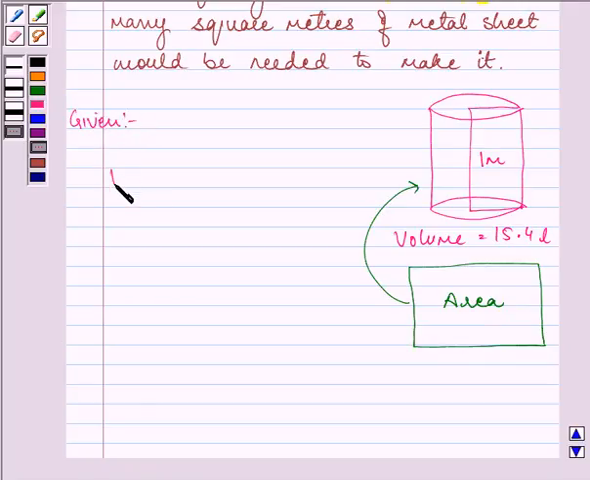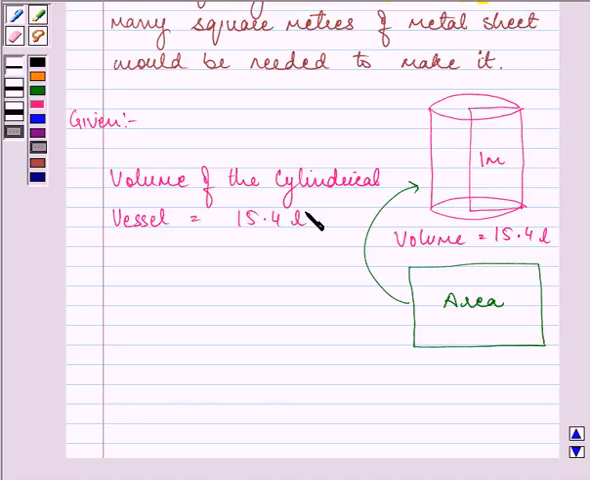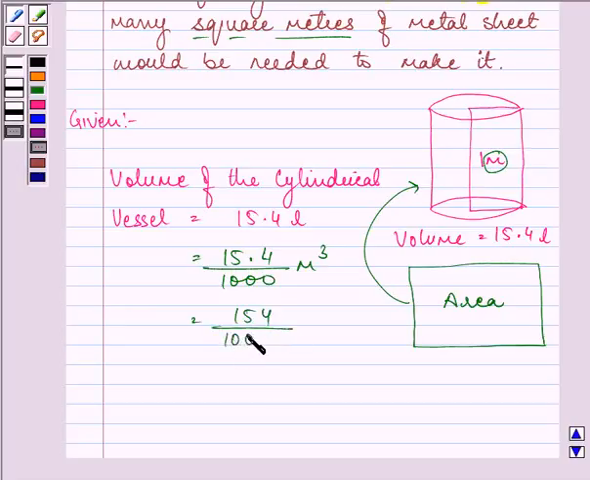So here we are given the volume of the cylindrical vessel as 15.4 liter, which needs to be converted into meter, since the height is given to us in meter and we need to find out the area also in meter. So it will be 15.4 divided by 1000 to convert it into meter cube. That means 154 divided by 10,000 meter cube. Also, we know that the volume of the cylindrical vessel, the formula is pi r square h. So pi r square h is equal to 154 by 10,000.